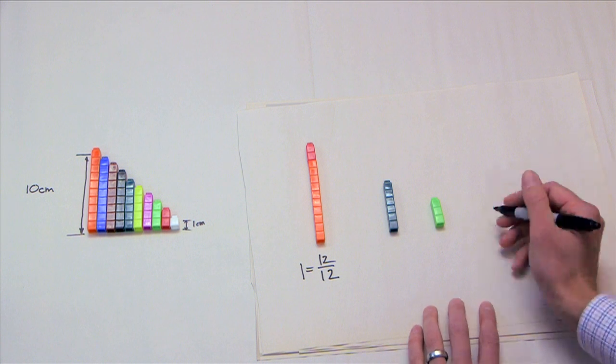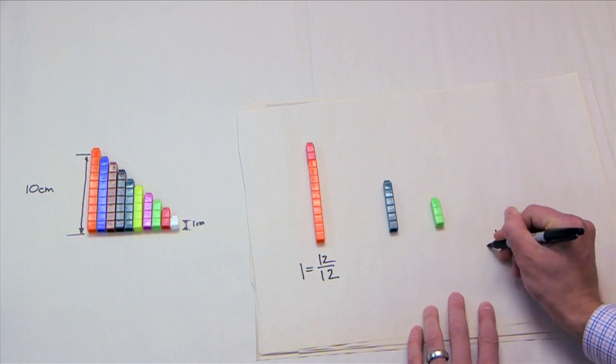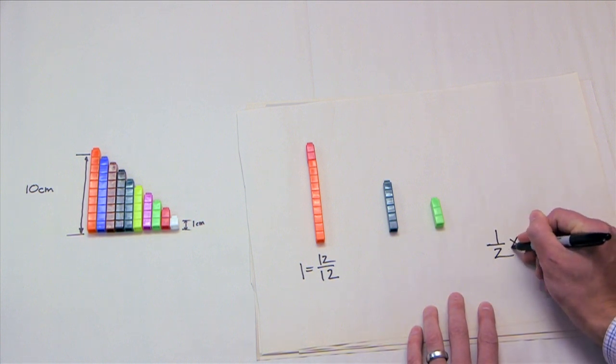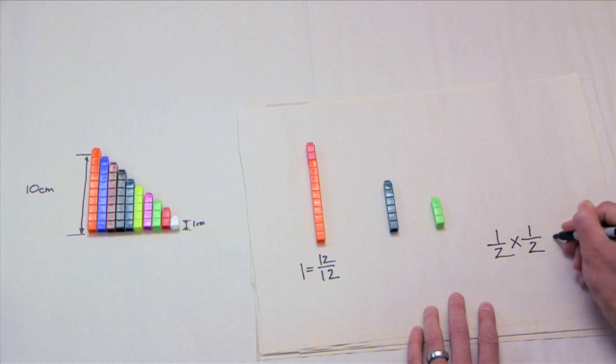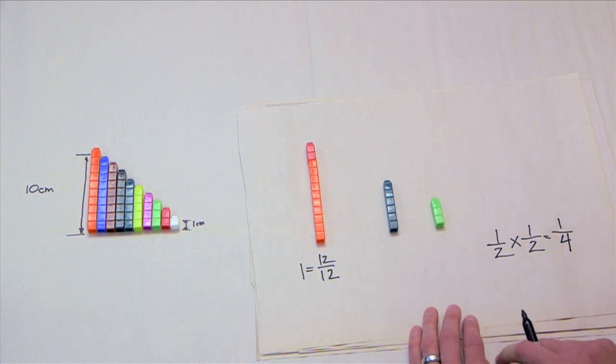Students could then see that 1/2 of 1/2 is 1/4. In other words, 1/2 times 1/2 equals 1/4. Using Cuisenaire rods helps students to see that there are many different ways to add, subtract, multiply, and divide fractions.